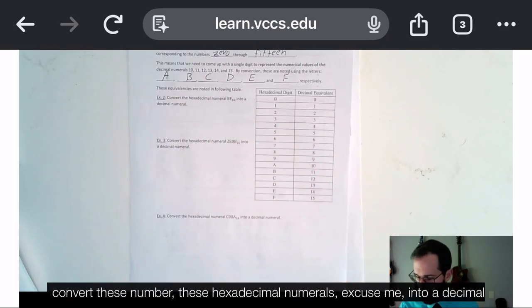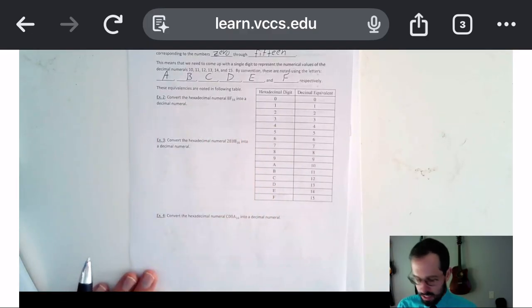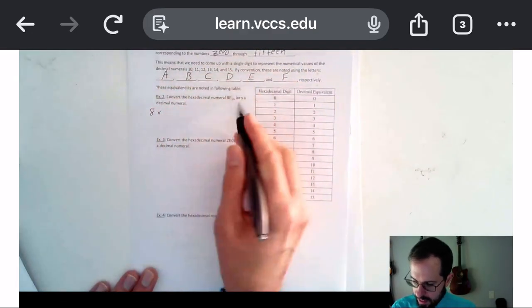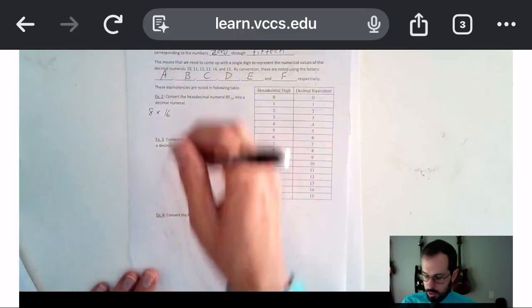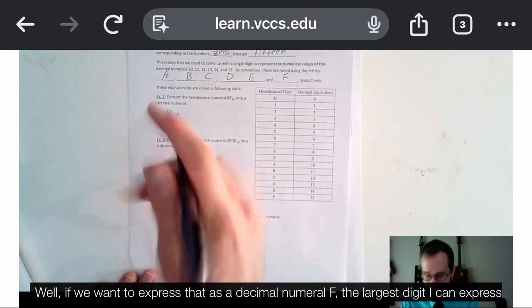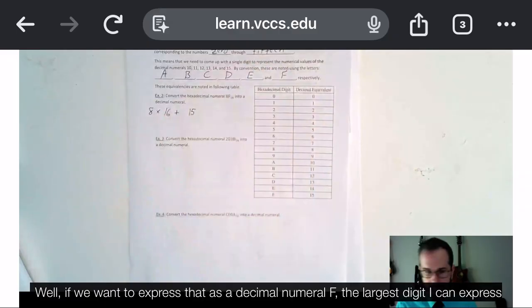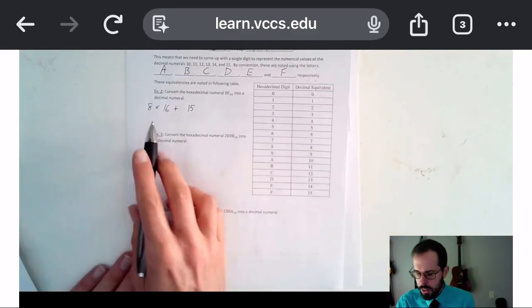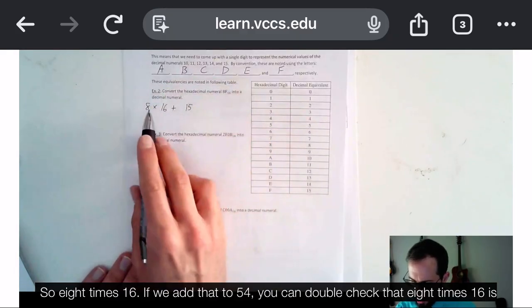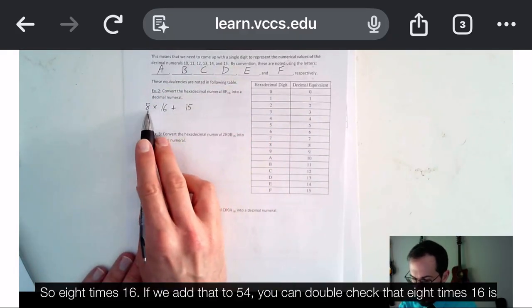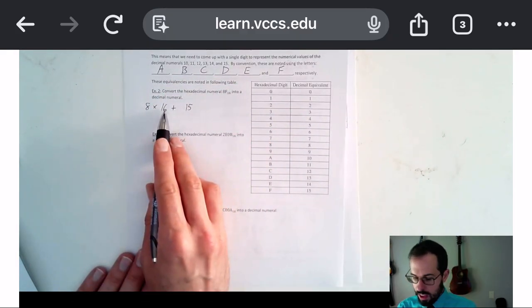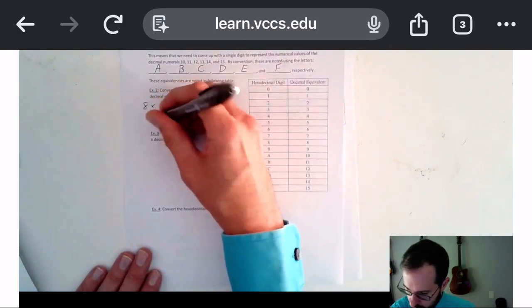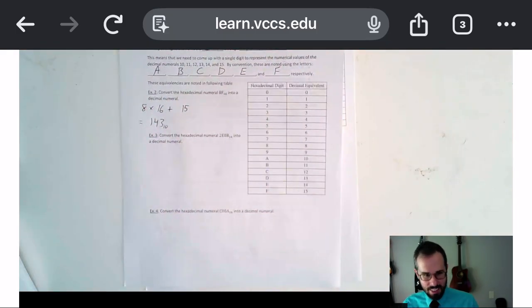So let's use that table here and that new convention to do a couple of similar problems, convert these hexadecimal numerals into a decimal numeral. So when I see 8F in base 16, that 8 tells me the number of powers of 16 that I have, and then we're going to add to that F. Well, if we want to express that as a decimal numeral, F, the largest digit I can express in hexadecimal, is 15. Note we got 6 letters that are also denoting their own digit here. So 8 times 16, you can double check that 8 times 16 is what? 8 times 8 is 64, and then if you double that, you get 128. So add 15 to 128, you'll get 143. Again, when I say 143, I mean in base 10.